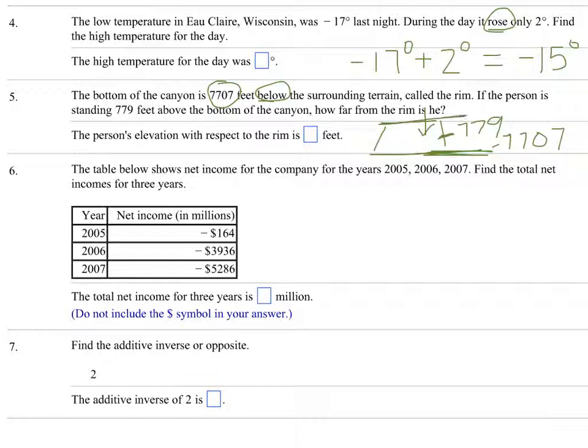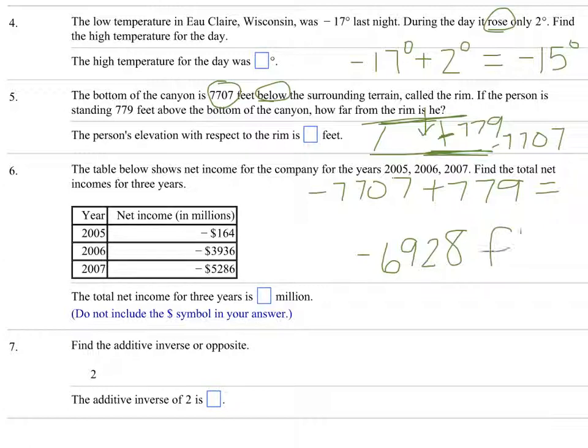This is the rim at the top. So I want to take negative 7,707, because that's below, and add 779 feet to that. And that will tell me how far down from the rim I am. Because these are different signs, we'll subtract these numbers. And 7,707 minus 779 is negative 6,928 feet.